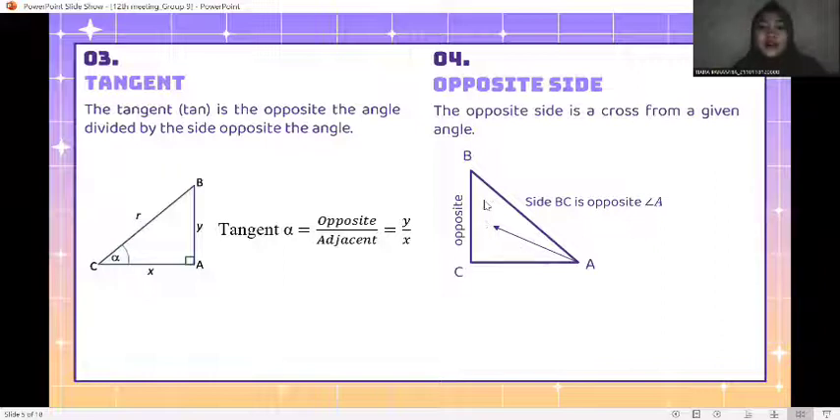Okay. From the picture here, we have side BC is opposite angle A. Let angle B be beta. So side AC is opposite angle B.